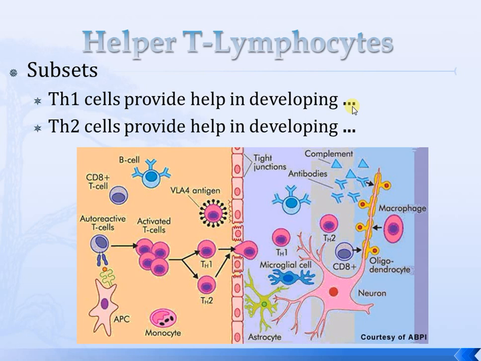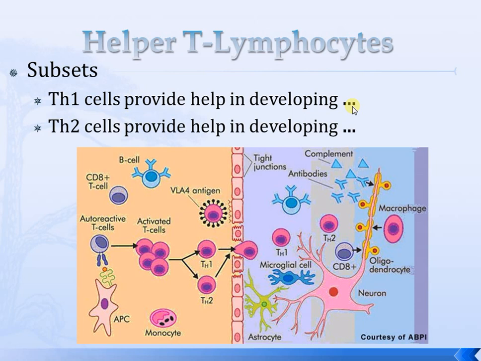There are some subsets of T helpers, and what they've found is that sometimes these T helper cells don't regulate appropriately, and they send the T cells into the wrong area. Like if this is brain tissue, and they start sending them across the brain tissue and attacking the myelin sheath, what disease has that caused? MS, multiple sclerosis. Right.